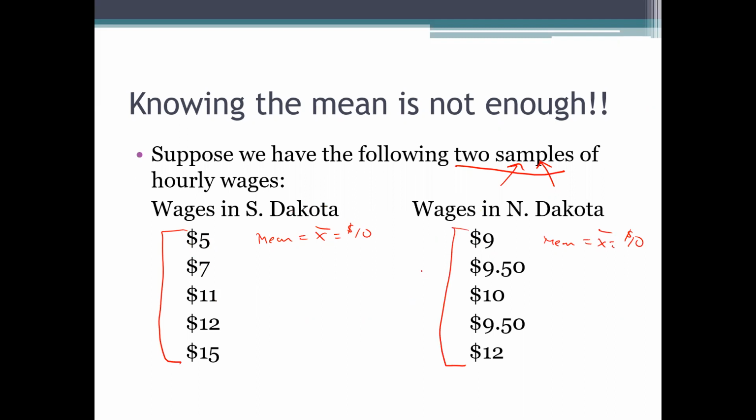Is any data set, quote unquote, more spread out than the other one? It looks like there's a larger variation in the data set. Which wages seem more spread out? What do you guys think? Yeah, for sure South Dakota, right? These wages seem pretty clumped together, where these are more spread out. So this data is more spread out.